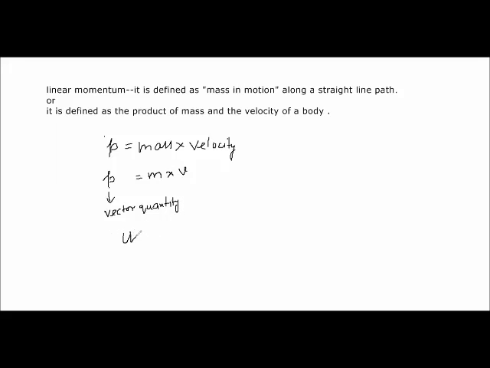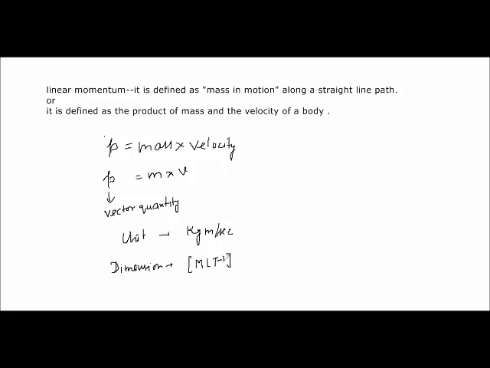The SI unit: mass is in kg and velocity is in meter per second, so the unit is kg meter per second. If we are talking about dimension, the dimension is M L T to the power minus 1. So the momentum definition and formula are clear to all of you.